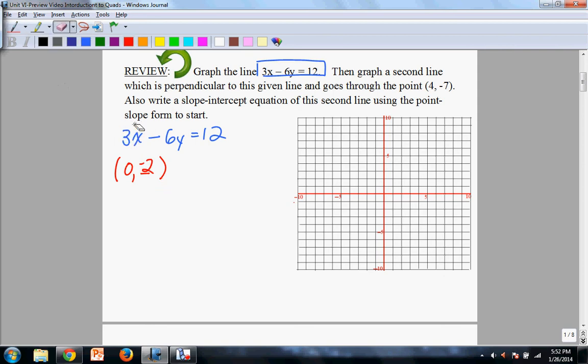Now we're going to get the x-intercept. That's where y is 0. So it's (blank, 0), and 3x equals 12, and we see that x here is going to equal 4. Graph these two intercepts: (0, -2) and (4, 0). And you have your original line.